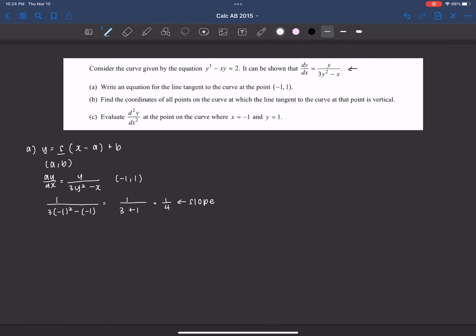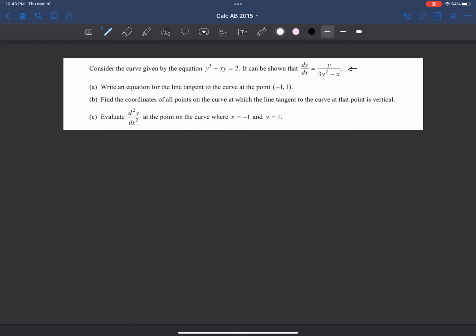And now all we have to do is plug that back into the equation. So we get y equals 1/4, which is the slope that we got, times x minus the x value, which is -1, so minus (-1), plus 1 for the y value. We can further simplify that to 1/4 (x plus 1) plus 1. And there's no need to simplify this to the normal slope-intercept equation. It's fine to just leave this as the point slope form. So this is going to be our final answer for part A.